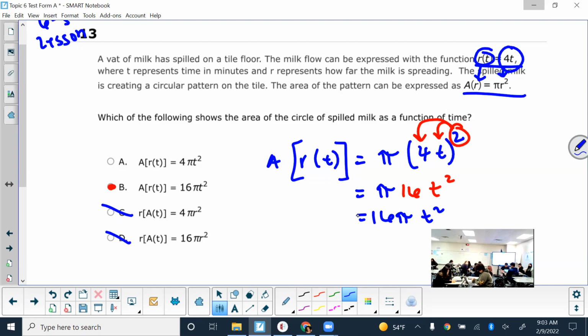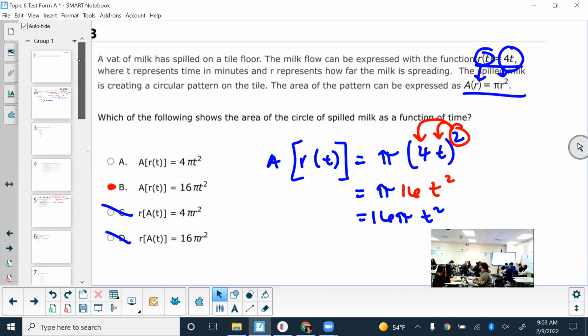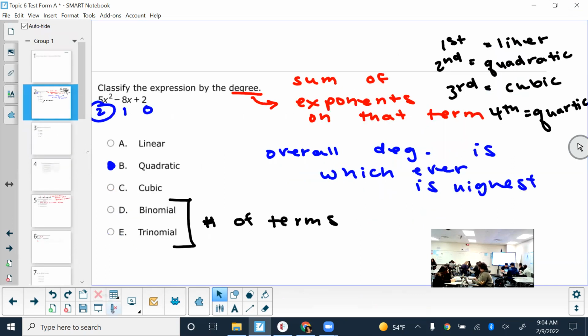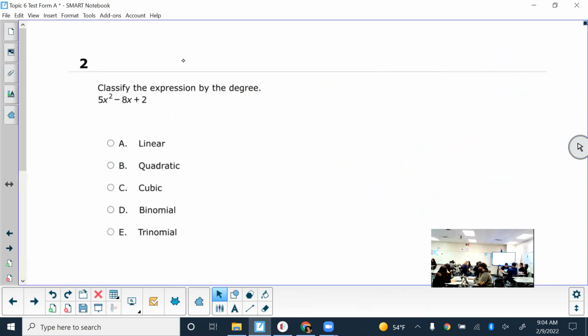Taylor? Number 2. All right, so this one's a good one to go over because a good chunk of your points on the retake will be classifying by degree and term. So classify the expression by degree.